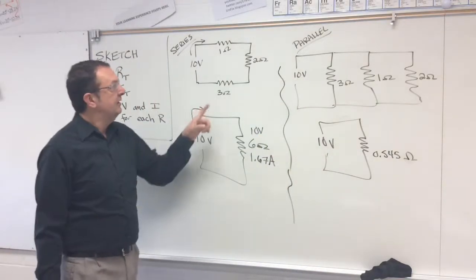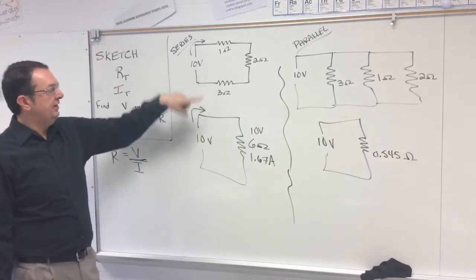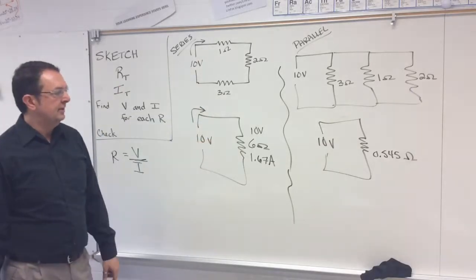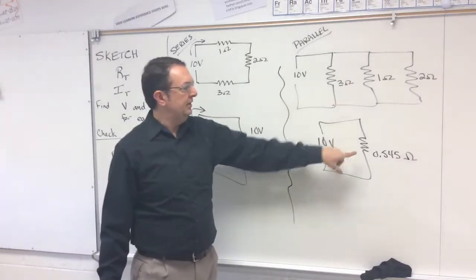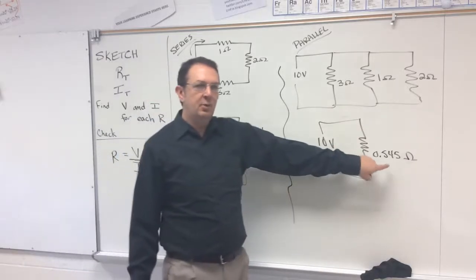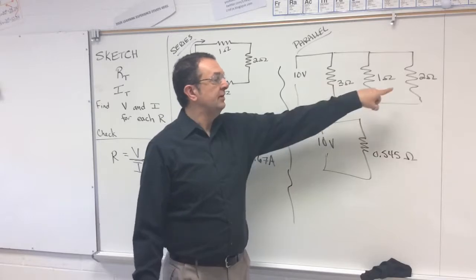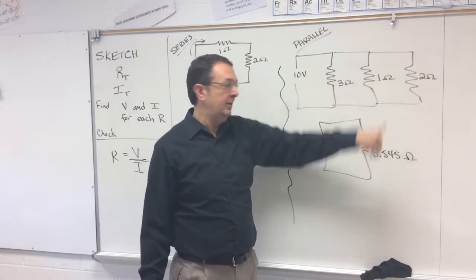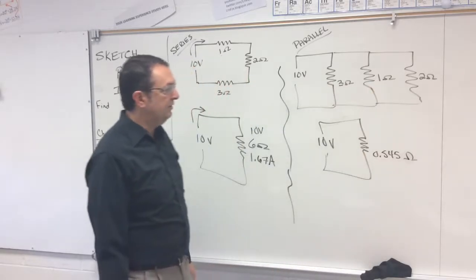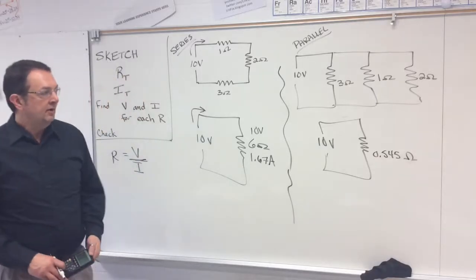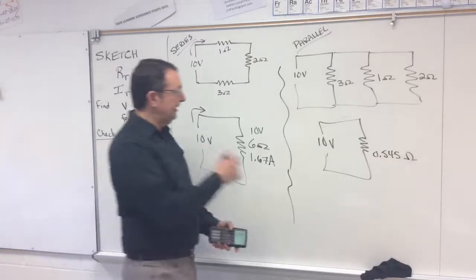Now you look at these, oh look, as you add more in series, you get a larger resistance. And as you add more in parallel, you get a smaller resistance. In fact, this 0.545 always is going to be smaller than the smallest one. Smallest is 1 ohm, so 0.545 ohms is smaller than the 1 ohm. That 10 volts, same thing as over here.